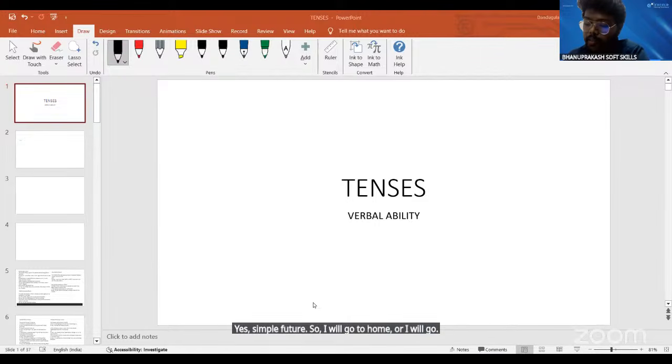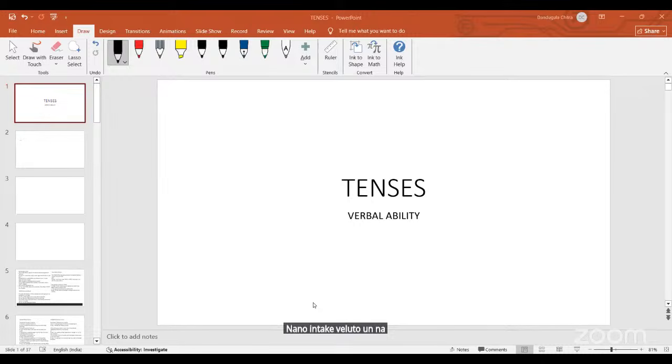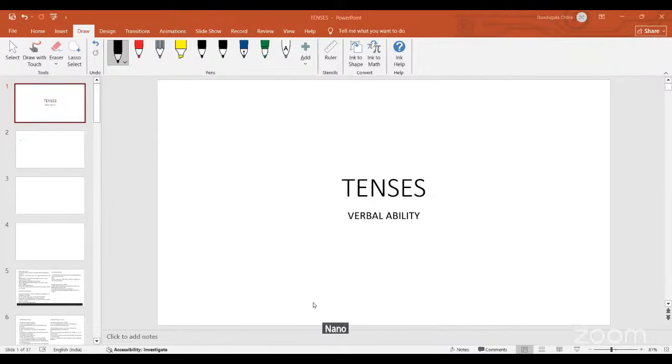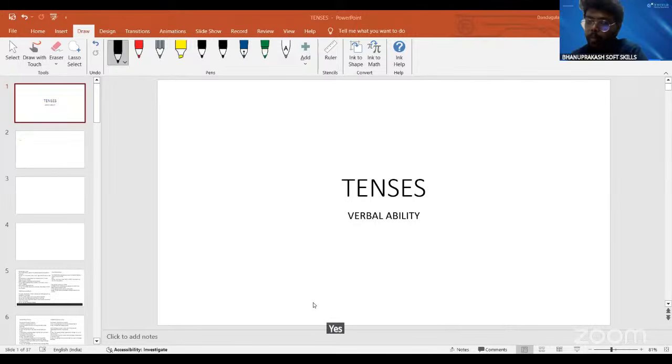Next, నేను ఇంటికి వెళుతూ ఉన్నాను. I was going to home. Yes, I was going to home is the right answer. Next, నేను ఇంటికి వెళుతున్నాను. I am going to home. Yes, I am going to home. So right now it is happening.